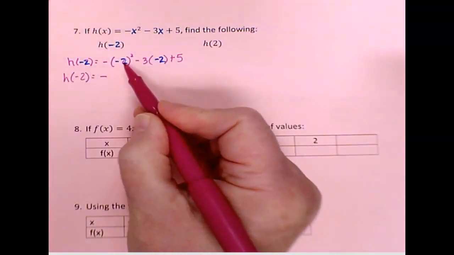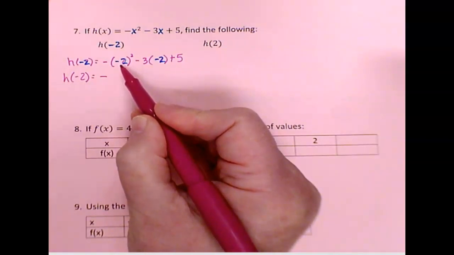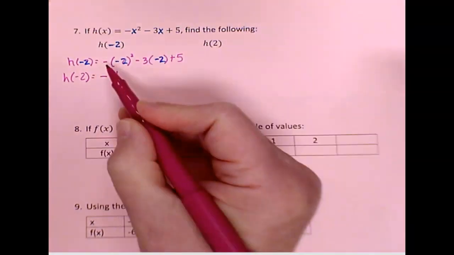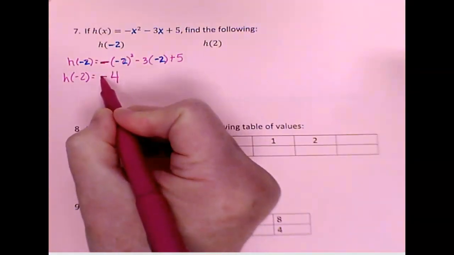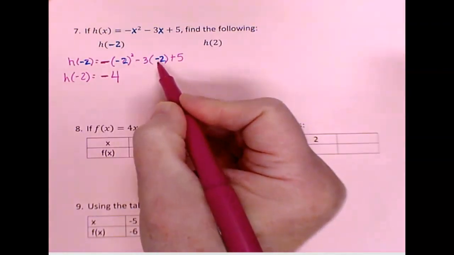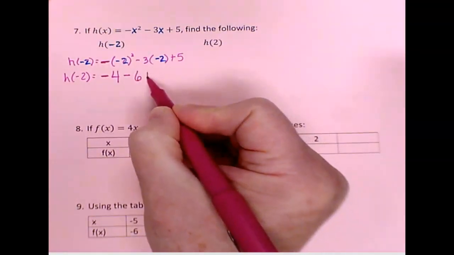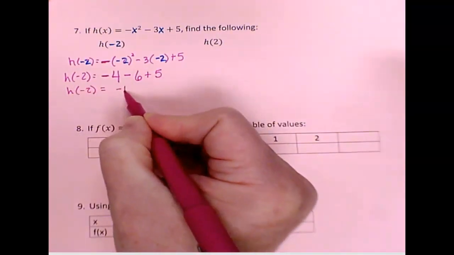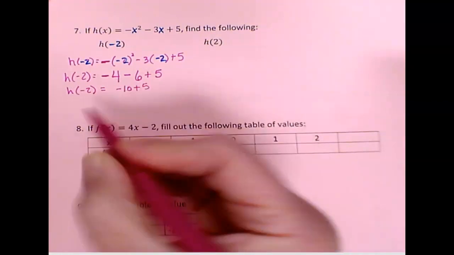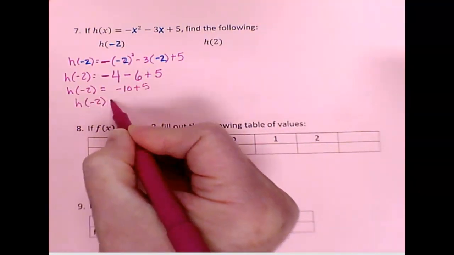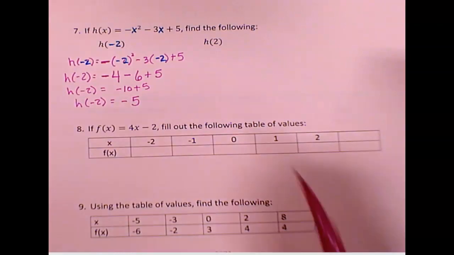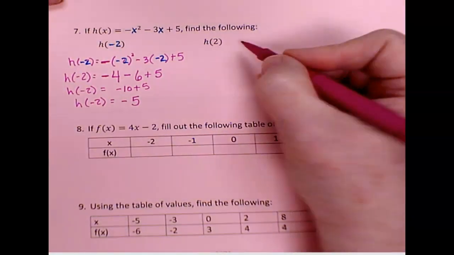Now, when you square something, that means negative 2 times negative 2, so that would be a 4. A negative 4 because there's this negative out in front here. Negative 3 times negative 2 plus 5. Combine these negatives for a final answer of negative 5. Will I get the same answer if I plug in a positive 2?